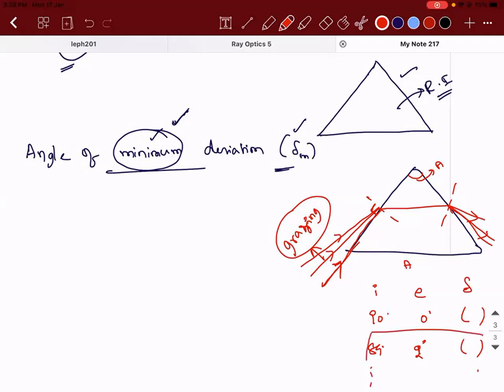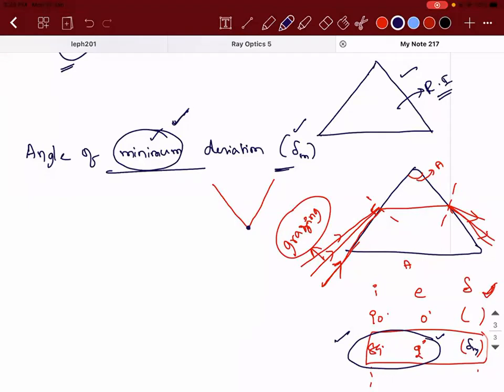there will be one particular scenario where this angle of deviation keeps decreasing and then it keeps increasing. So what is happening? The angle of deviation is decreasing and then it is going to increase. So it will reach a minimum point here. During that minimum point, it is observed that the angle of incidence is exactly equal to the angle of emergence.